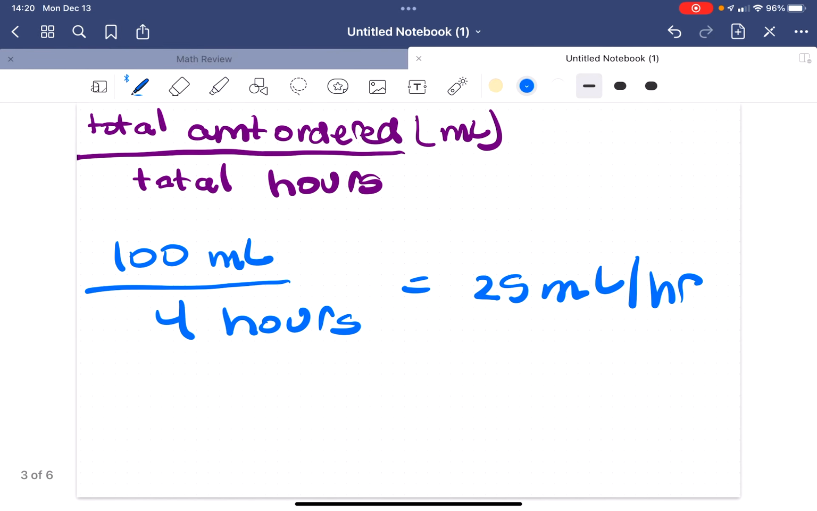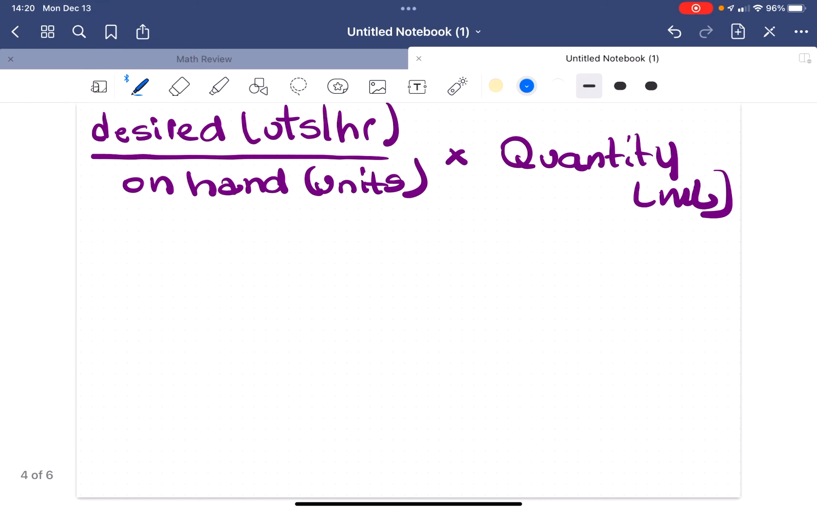Moving on. Did I move right? Yeah. Moving on to the next one. Now, on number 4, we're looking at the healthcare provider has given 100 milliliters. Oops, sorry. We're on number 3.